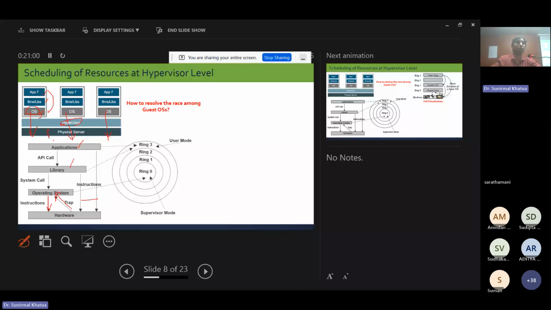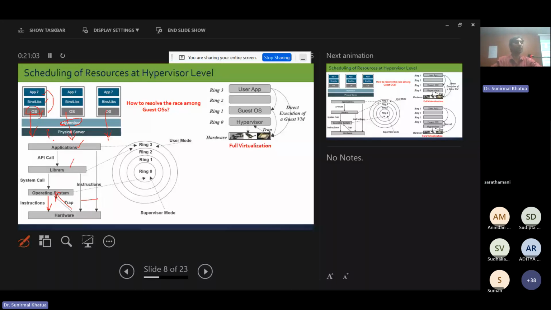This can be done by using the rings. Whenever we install an OS in the virtual machine, the guest operating system is placed in ring 1 instead of ring 0. That means the operating system of the virtual machine is not running in the privilege mode. It is running one level up from the privilege mode. Ring 0 is the privilege mode and ring 1 is one level up. So clearly, whenever the guest OS tries to execute directly on the hardware, it sees a ring 0 instruction coming from ring 1, at a lower level of privilege.